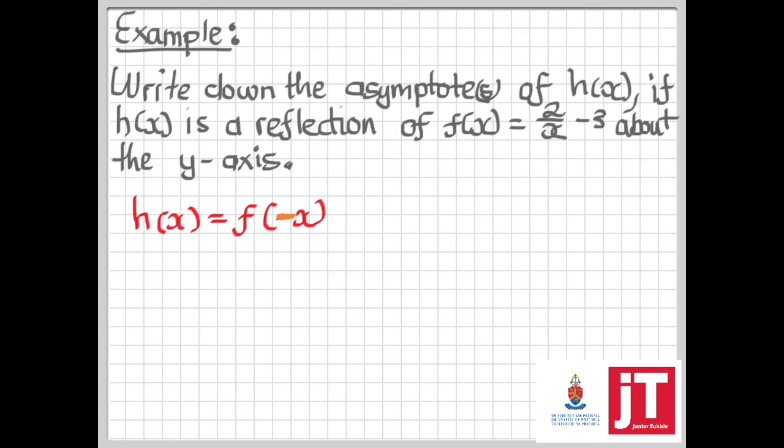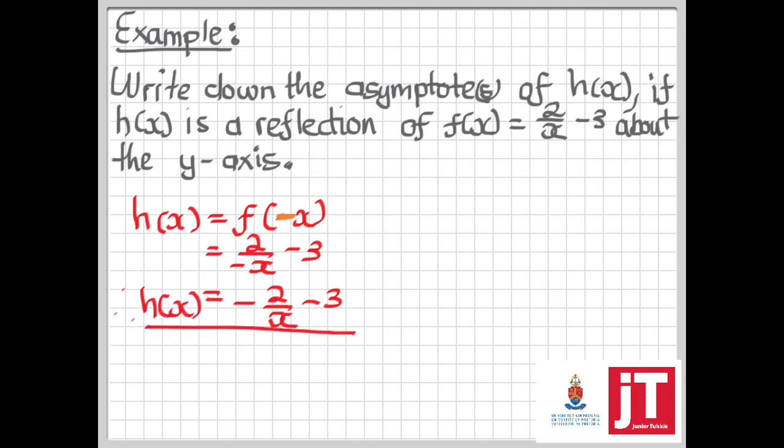Then we do our substitution. In place of x in the original f of x, wherever there is x, we sub in a negative x. And that's going to give us 2 over negative x minus 3. Therefore, our h of x is equal to minus 2 over x minus 3. Now, what are our asymptotes, one might ask? If you look at that equation, it's a case of identifying your q value and your p value, but we write them in terms of x.